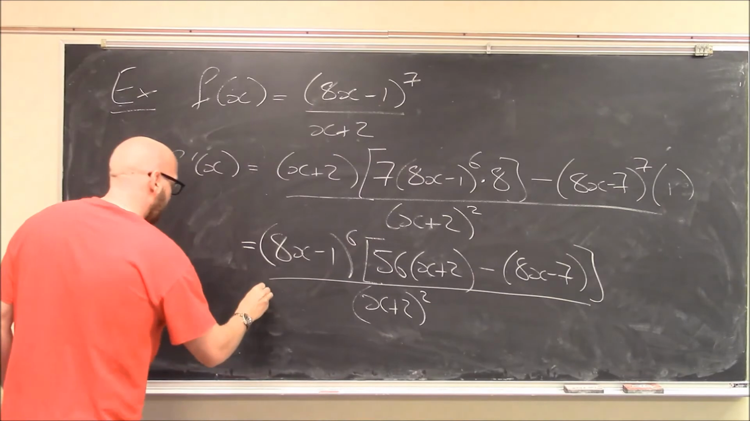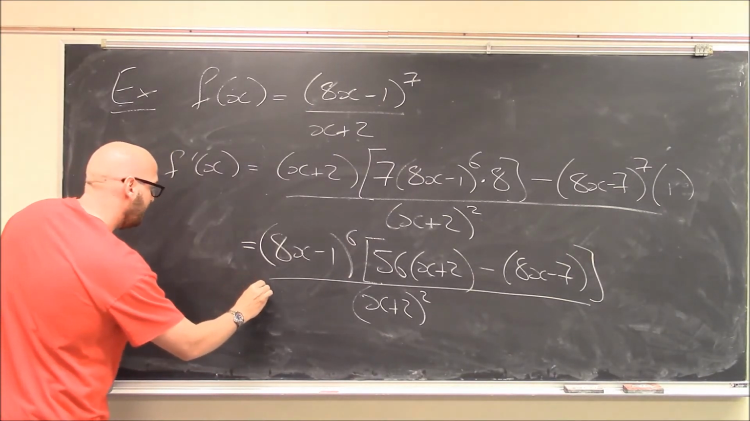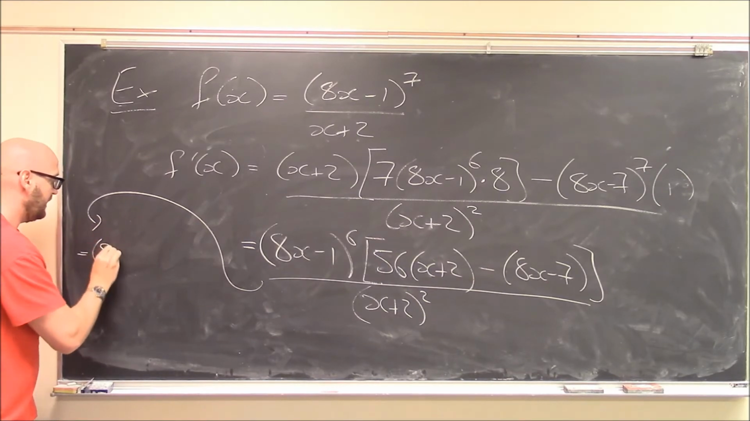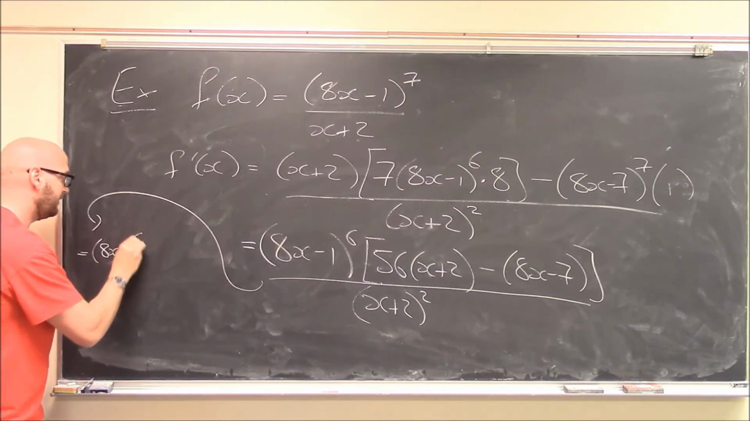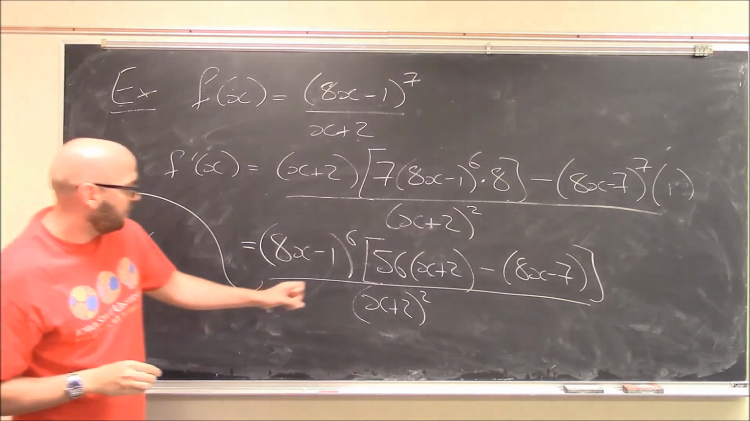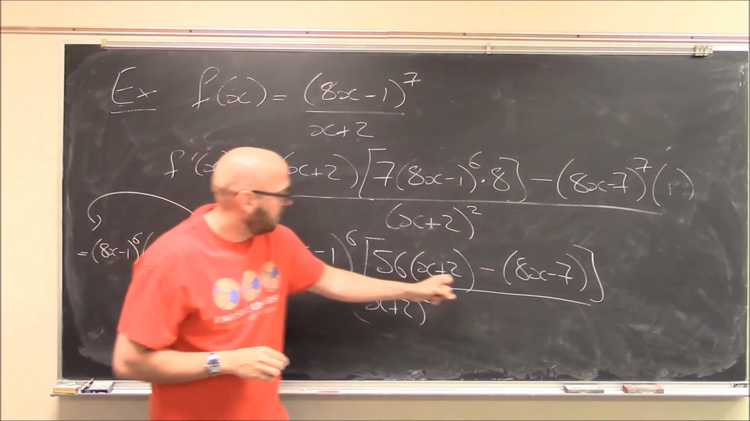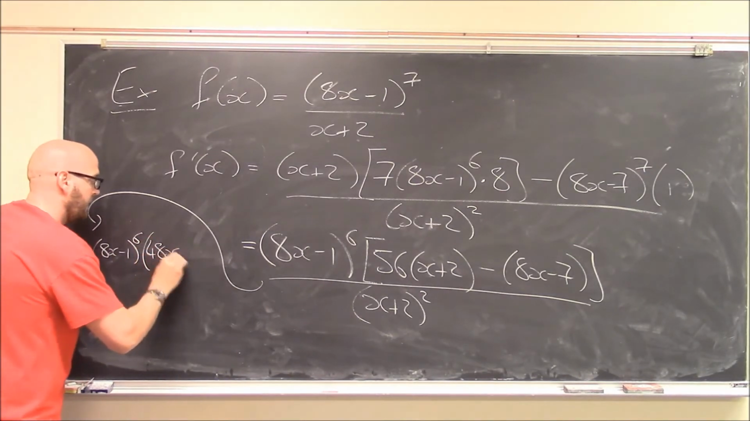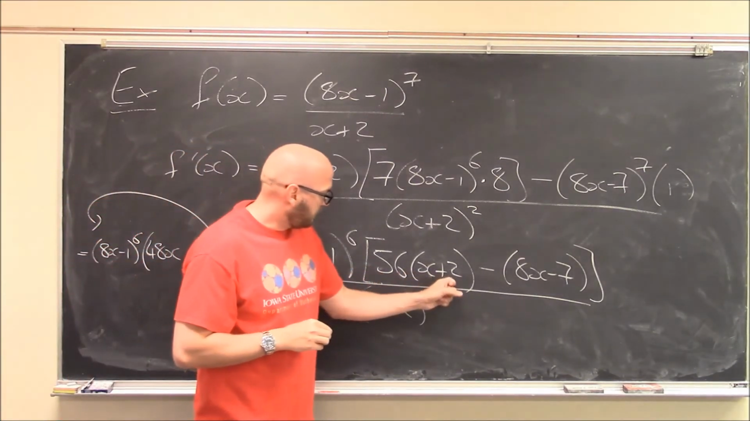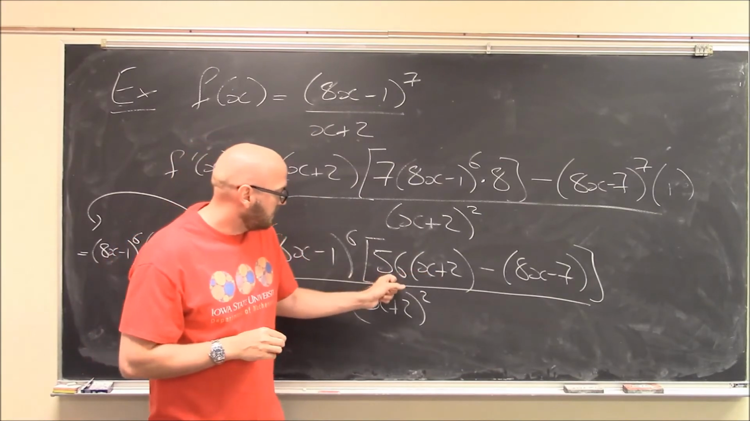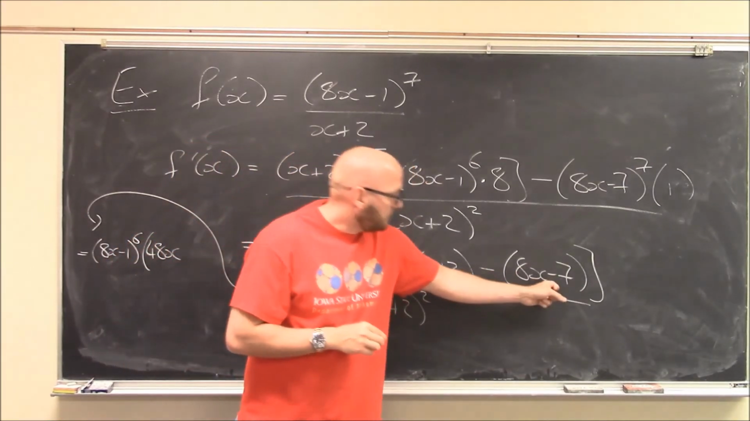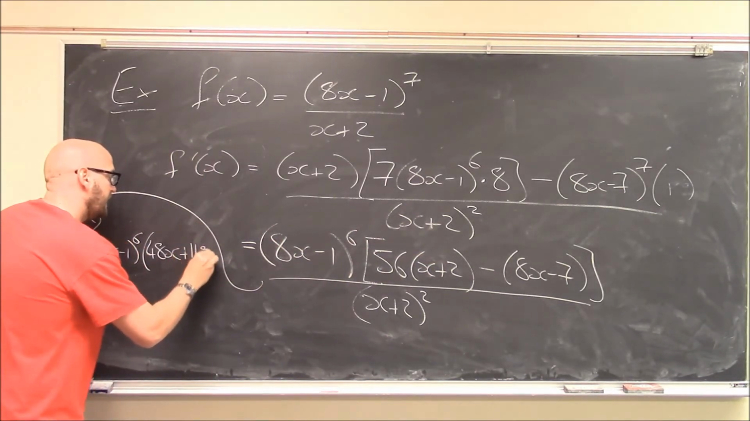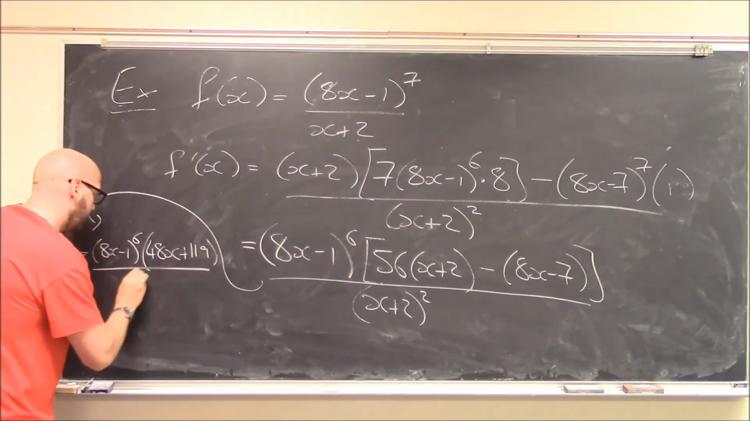And I'm just about out of space, so we'll see if we can just squeeze in the final answer here. (8x - 1) to the 6th times, what do we have? We've got 56x minus 8x, that's 48x, plus 112, 56 times 2, 112, minus 7. So 112 minus 7 is plus 105, all over the bottom squared.